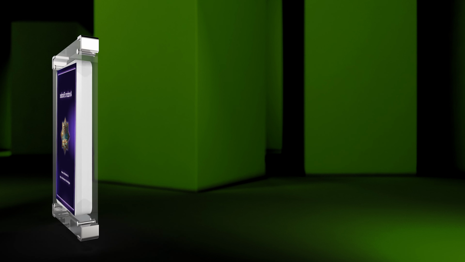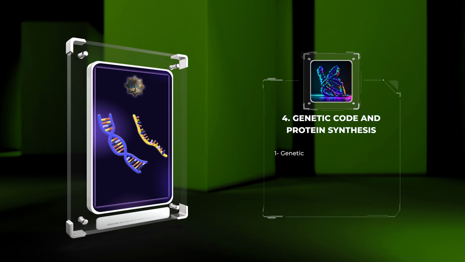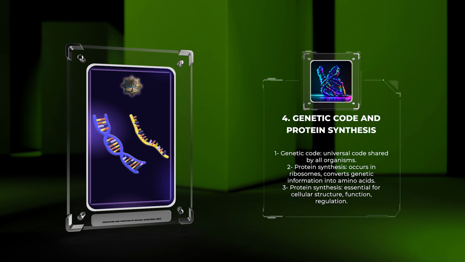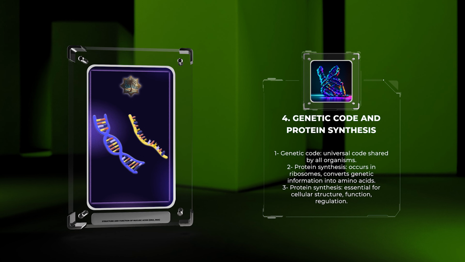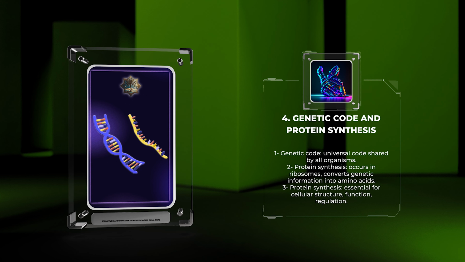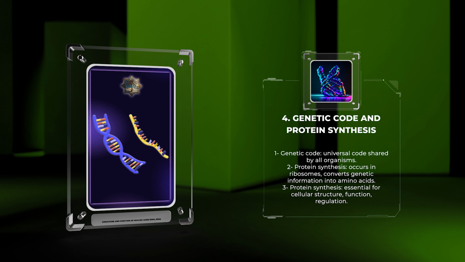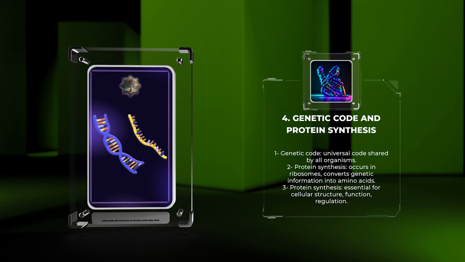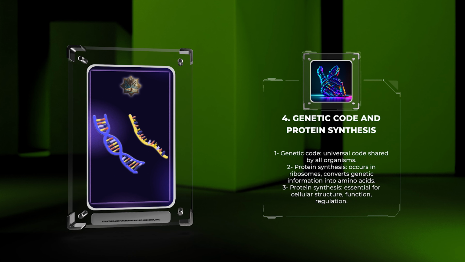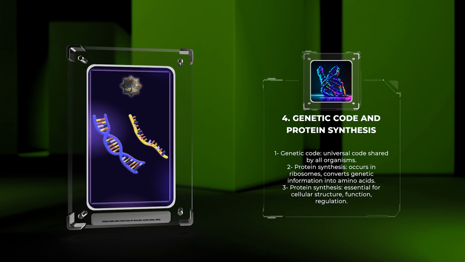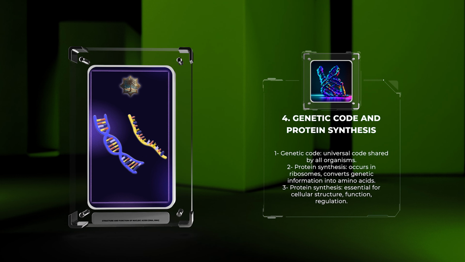The genetic code is a set of rules that determines the correspondence between a sequence of nucleotides in mRNA and the specific amino acids they encode. It is a universal code shared by all organisms, from bacteria to humans. Protein synthesis, also known as translation, occurs in the ribosomes and involves the conversion of the genetic information carried by mRNA into a sequence of amino acids. This process is essential for the synthesis of proteins, which play crucial roles in cellular structure, function, and regulation.